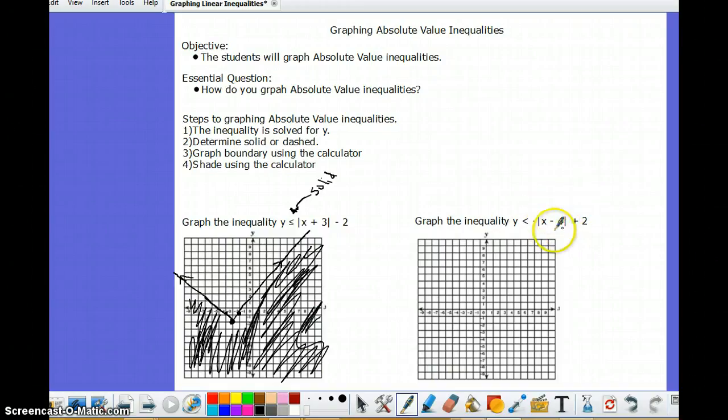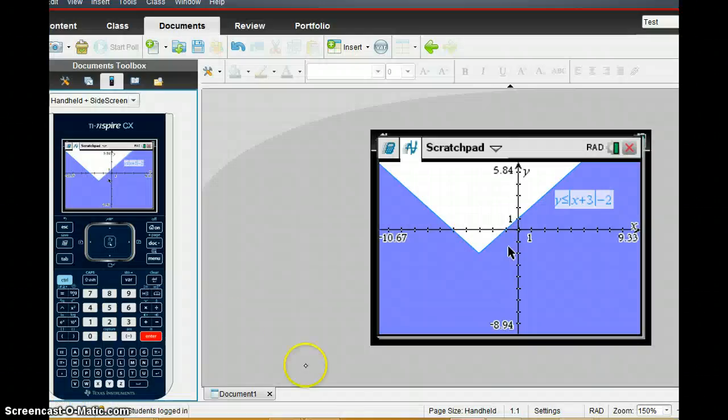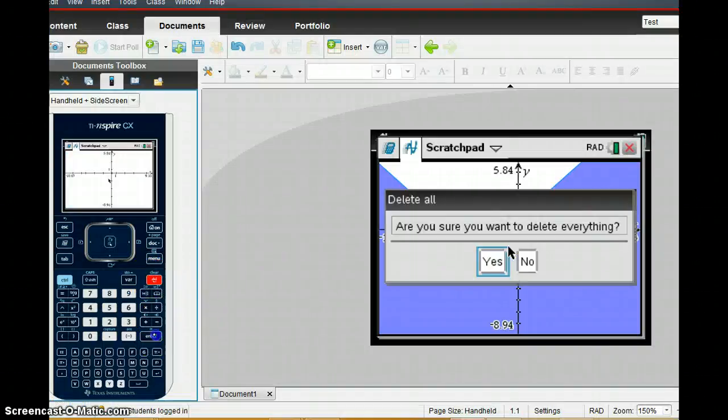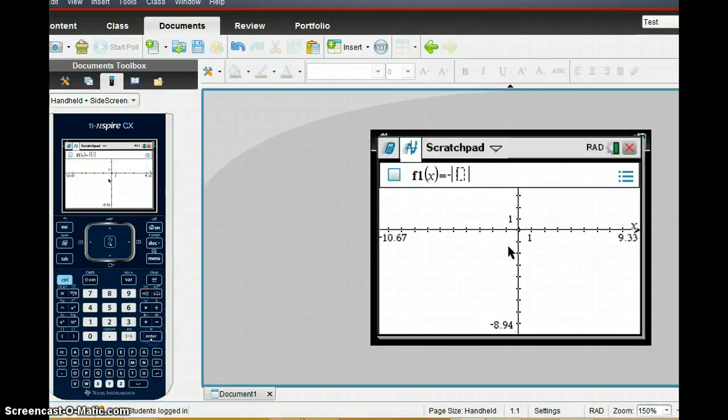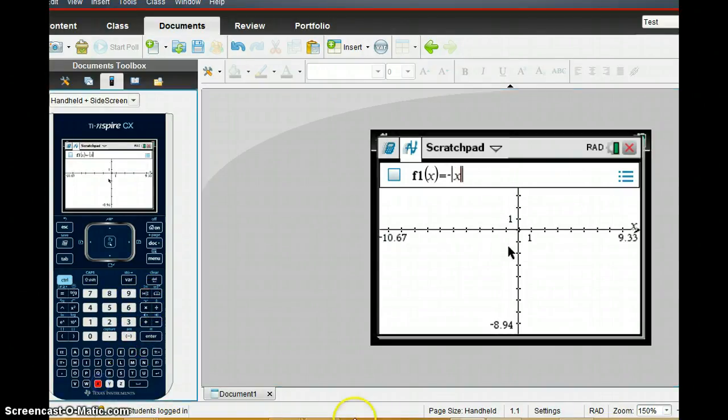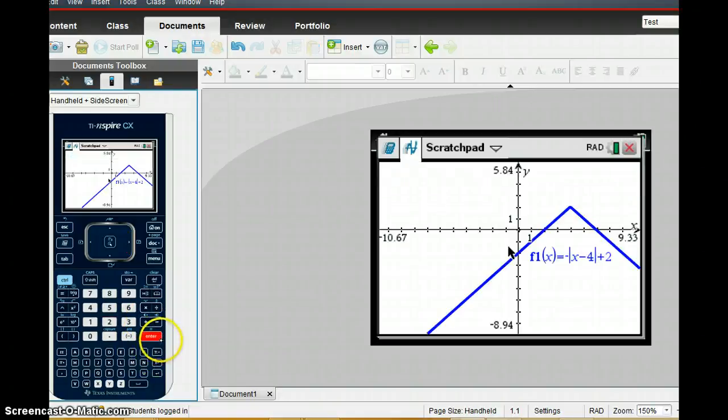Alright, so this one's going to be done very similarly. So it's y is less than negative absolute value of x minus 4 plus 2. So come back over here, delete everything, tab. So we're going to get rid of this. Oops, we want the equation first, so negative absolute value, so that button, enter. Then it's x minus 4 inside plus 2 outside. Hit enter.